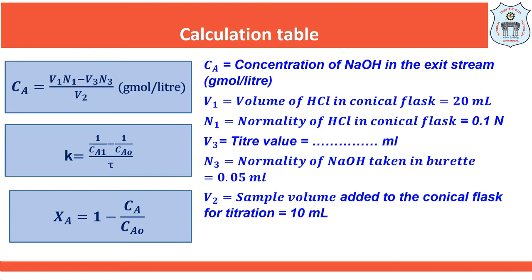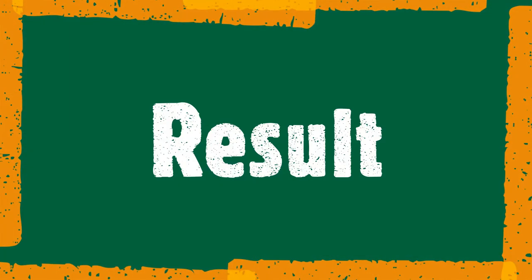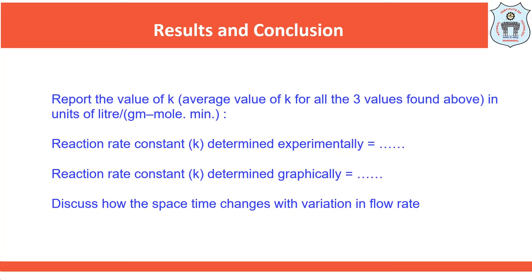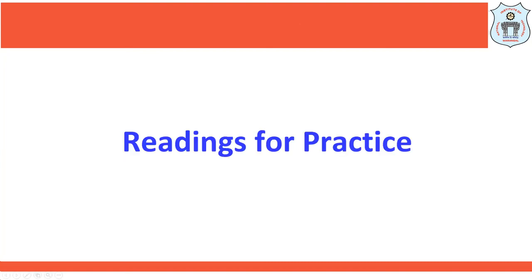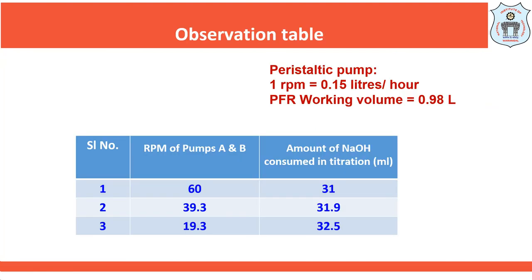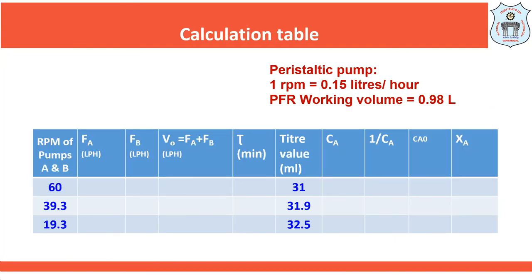Once you do that, you have to give this in the result and conclusion part. So in the result and conclusion part, you need to report the value of K, which has been determined experimentally as well as graphically. Also, you have to give a good conclusion where you need to discuss how the space time changes with variation in the flow rate, and with changes in flow rate, what are the parameters which are changing. This needs to be discussed. So for practice, you have been given these values, okay? You need to consider these values, calculate, and then give the result and conclusion and submit the report.